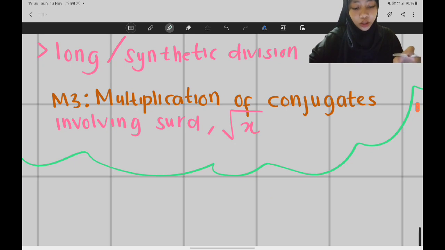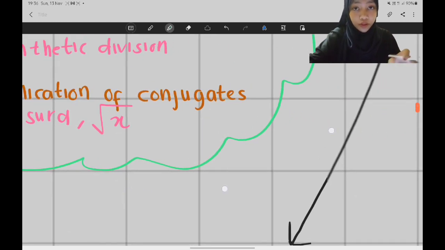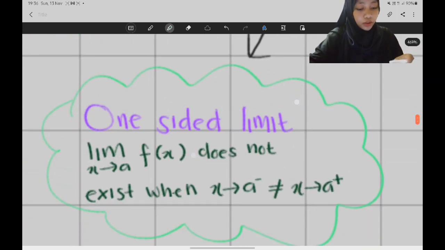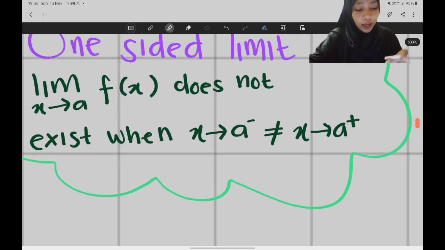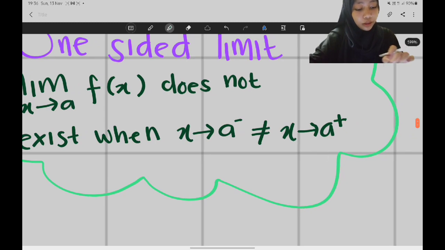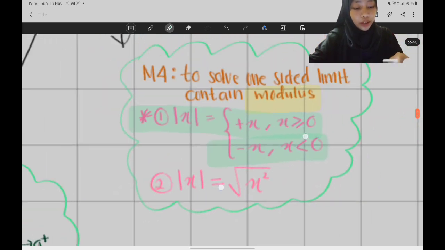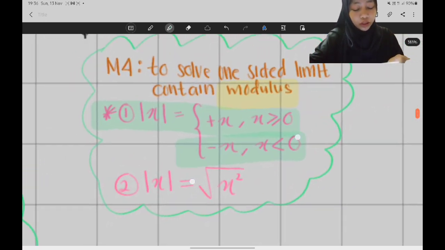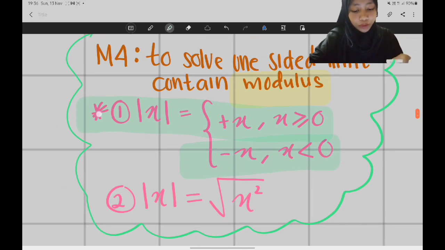Method 3 is multiplication of conjugates, which involves surds. For one-sided limits, the limit as x approaches a of f(x) does not exist when x approaching a from the left is not equal to x approaching a from the right. To solve a one-sided limit containing a modulus, we will use method 4, which is this one.